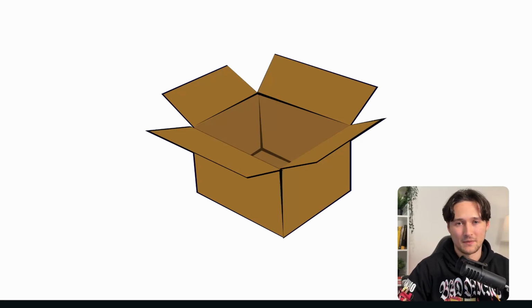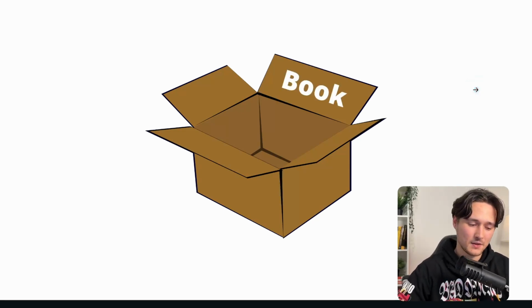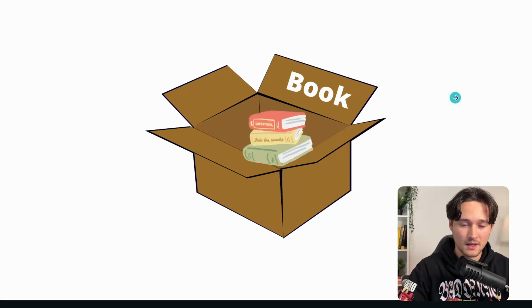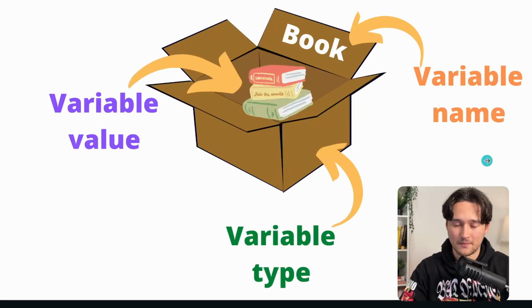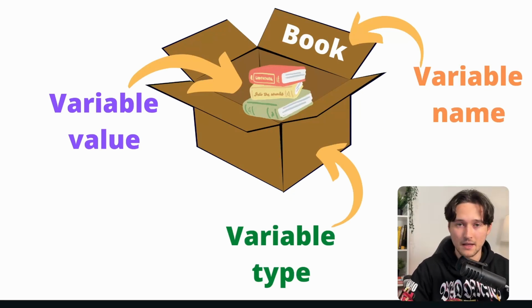We can think about the variable as a box. So a variable is kind of a box, and on this box you can write something. You can write, okay, those are books, and then you can put the books inside. So the same goes for the variable. The type of the box, that would be the variable type. The variable name, that would be what you put on the box, and the variable value, this is what you put inside of the box.